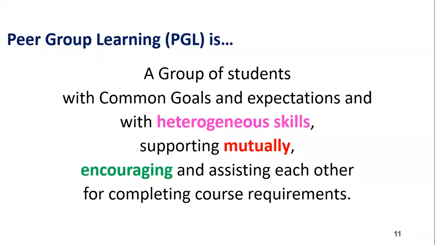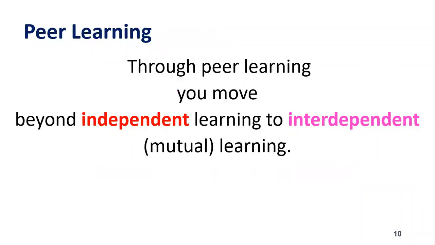So what is interdependent? Interdependent means you are not depending on your own. You are discussing among your peers and obtaining their ideas. So you are not an independent learner. You respect others' thoughts, and self-motivation is there. Likewise, you can obtain more benefits out of peer learning. So we call that interdependent. Simply, it's mutual learning, right?